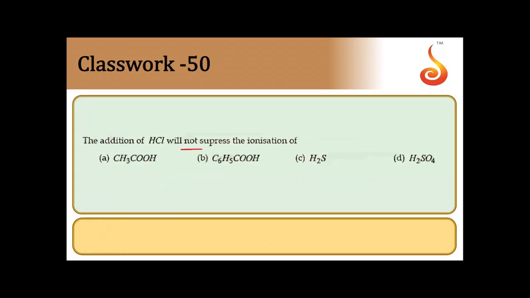Next one. Addition of HCl will not suppress ionization of. So when you are adding a strong electrolyte, it will suppress only the ionization of weaker electrolytes. So HCl can suppress ionization of acetic acid, benzoic acid, H2S, but not sulfuric acid because it is a stronger acid. So the answer is H2SO4. So H2SO4's ionization cannot be decreased by addition of HCl because this molecule is also a stronger acid. So the option is D. So D is the answer.